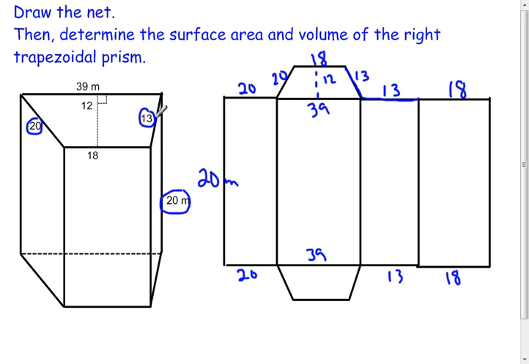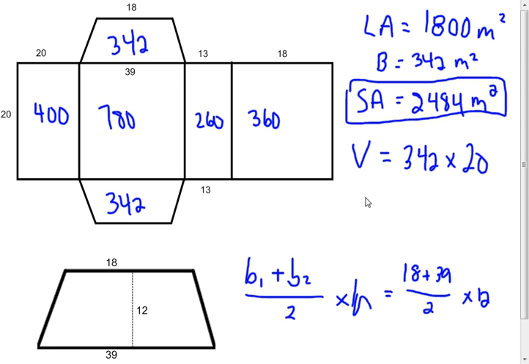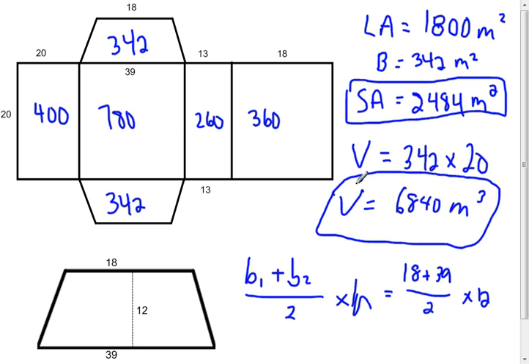So we take the area of the base, 342, times 20. And let's calculate that. 342 times 20, and we get 6840. So the volume is 6,840 meters cubed. And there you have it. There's one example of how to do the volume and surface area of a trapezoidal prism. And you know what? Each of the other ones are going to be very similar to this, just the numbers are going to be different.